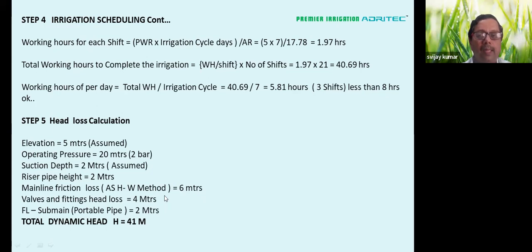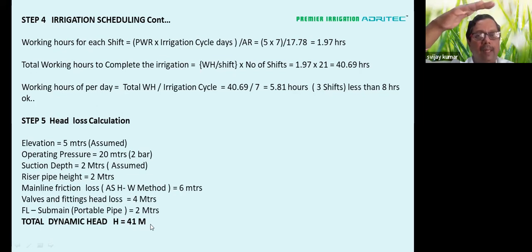And then in the portable pipe, the sprinkler will come into a main line and then it gets into a portable line. So in the portable pipe also there will be some friction loss, which is generally less because it is a pipe having outlets. When a pipe has outlets, the friction loss generally will be less. So there we are assuming it to be around 2 meters. So if I calculate the total head required, the sum total of all this works out to around 41 meters. So I need 41 meters pressure.